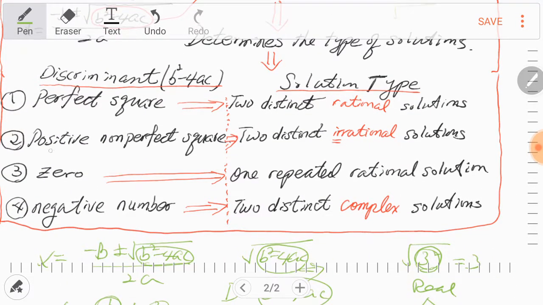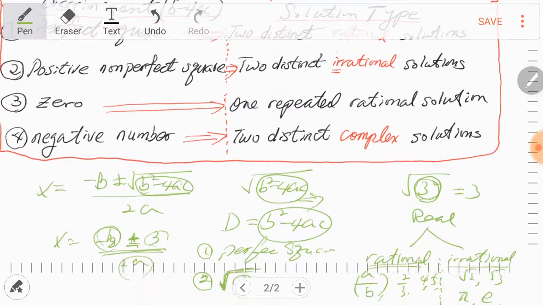So number 2 is, if the radicand, which is the discriminant, is a non-perfect square, then we have 2 plus or minus square root solutions. The square root is what? Irrational. Okay, the first one is a perfect square, then what? Perfect square, then the square root is gone. Square root is gone, then our final solution is fractions. So there will be rational solutions, 2 of them, plus and minus.